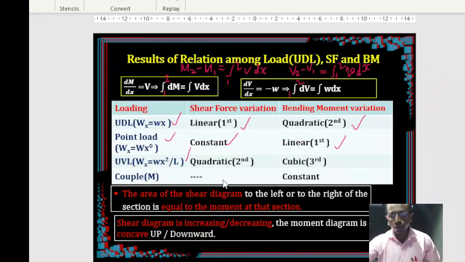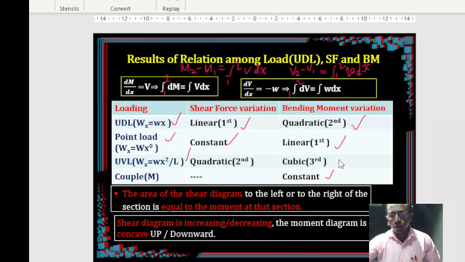Of course, when there is a couple, your shear force diagram will not be influenced by it, whereas the bending moment diagram will be a constant variation, having a jump at the point of the moment, either upwards or downwards.